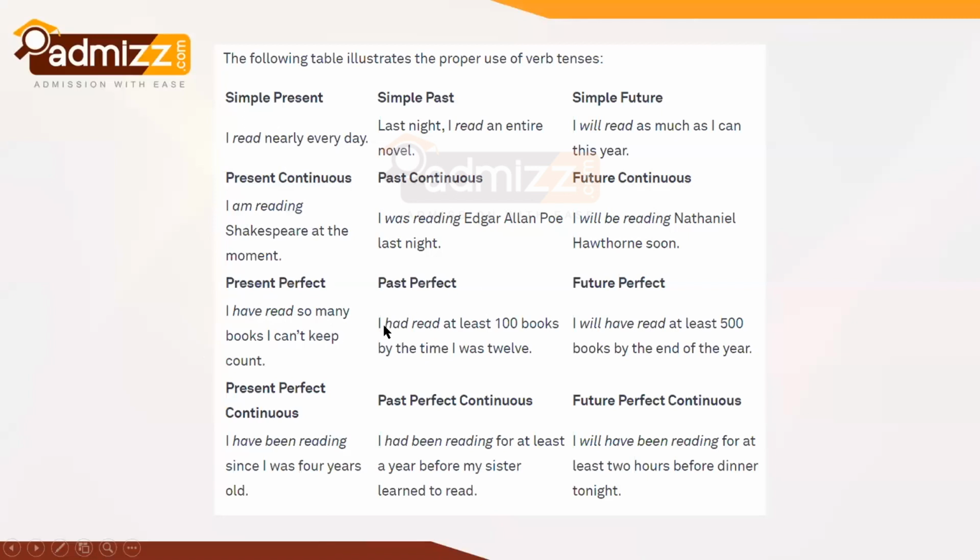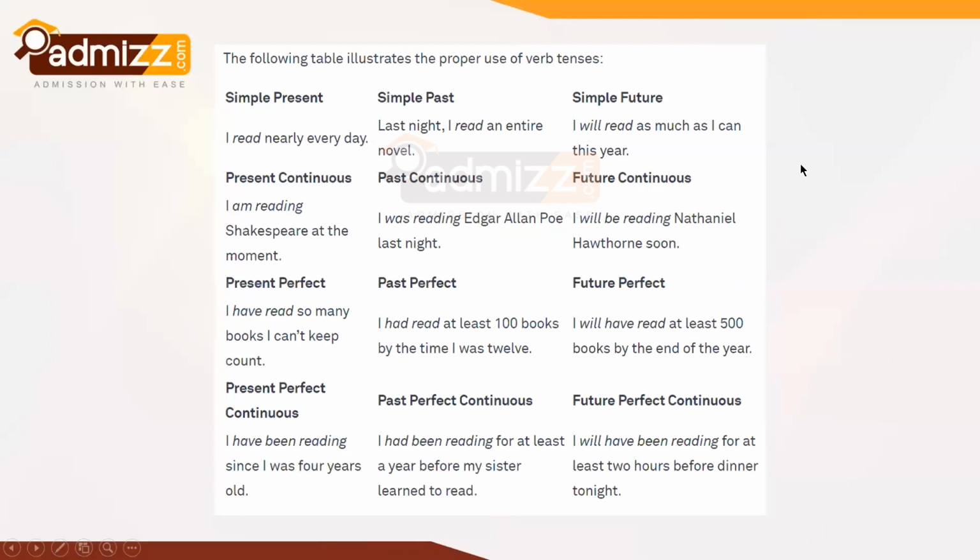Now the same case will be the same with past perfect and future perfect as well. In the case of present perfect continuous, we'll be using the fourth form of the verb as well, reading, but we'll simply be introducing have been or had been or will have been in the sentences, right? So hopefully this makes things clear.